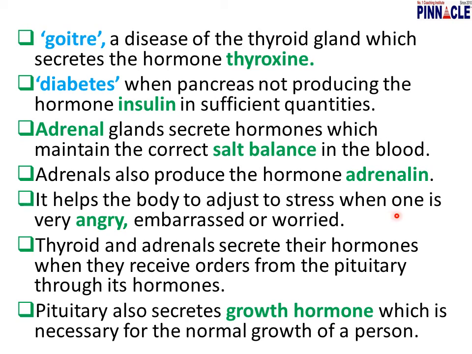It helps the body to adjust to stress when one is very angry, embarrassed or worried. Thyroid and adrenal secrete their hormones when they receive orders from the pituitary through its hormones. Pituitary also secretes growth hormones, which are necessary for the normal growth of a person.